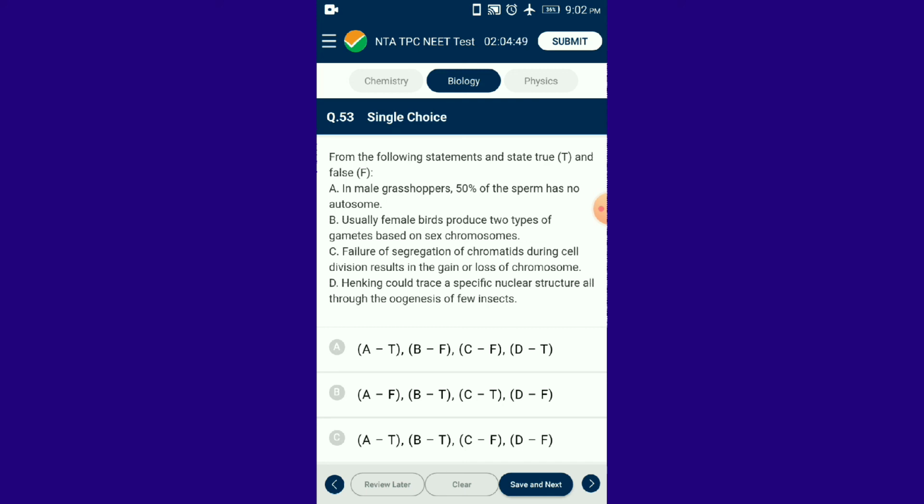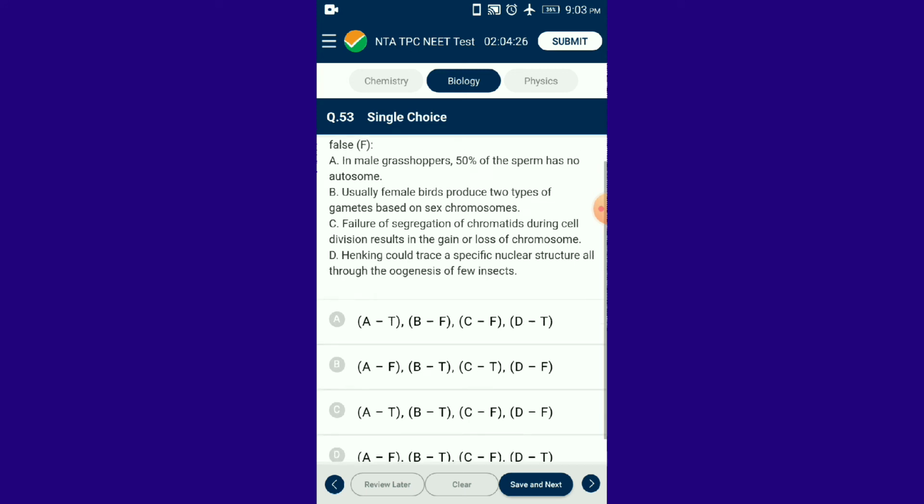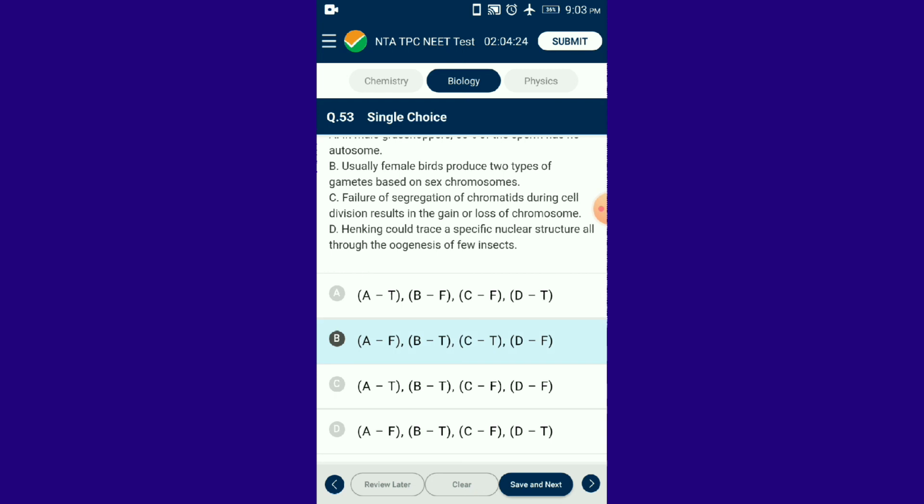The foundation of a chromosomal basis of sex determination was laid down by Henking in the year 1891. He traced a specific nuclear structure all through spermatogenesis in few insects. Henking also observed that only 50% of sperm received this structure. So, D is wrongly given. The answer for this question is option B. A is false, B is true, C is true, D is false.